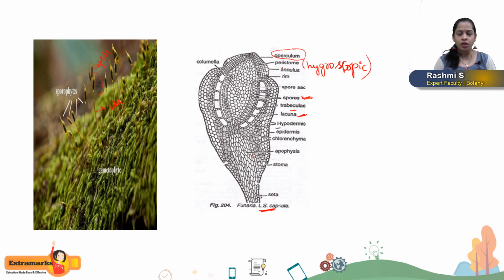And the swollen part at the tip of the seta, that is the end of the seta, and the basal portion of the capsule which is swollen, is called the apophysis. So here apophysis, seta, spore mother cells, that is sporogenous tissue, columella, peristomial teeth, operculum, all these are diploid. But the spores which are produced from the spore mother cell after meiosis are haploid.